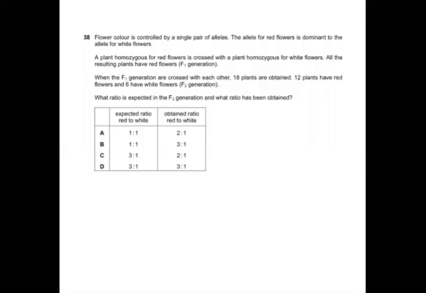Next question is, flower color is controlled by a single pair of alleles. The allele for red flowers is dominant to the allele for white flowers. So for example, we can take capital R for the red flower, that is dominant, and small r for the white flower, that is recessive. A plant homozygous for red flowers is crossed with a plant homozygous for white flowers. So homozygous for red flowers means capital R capital R, and homozygous for white flower means small r small r. Now these two are crossed.